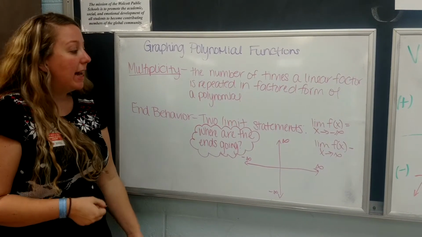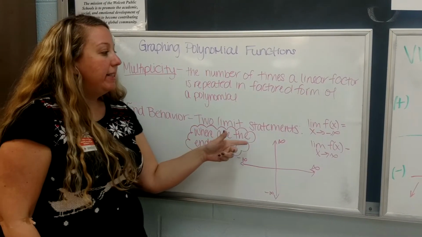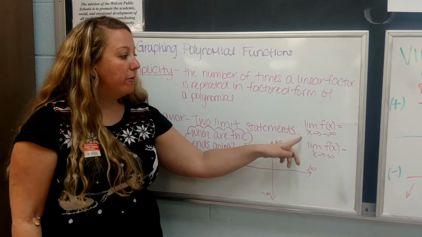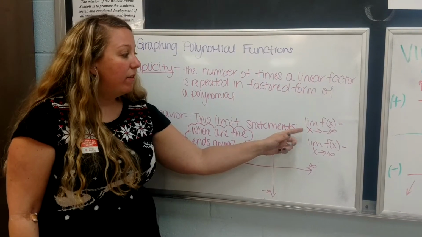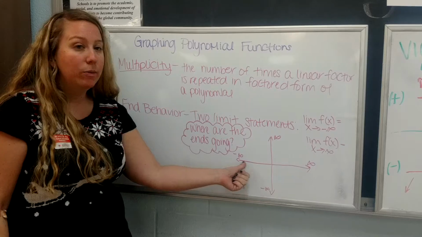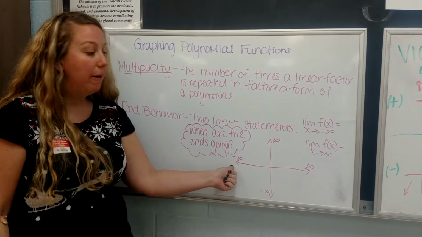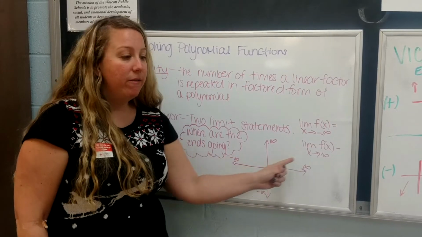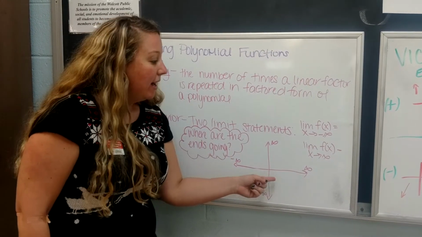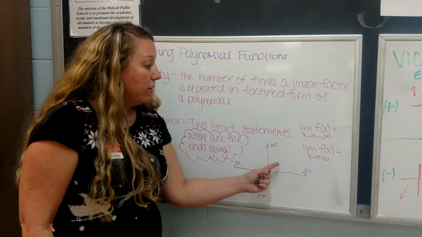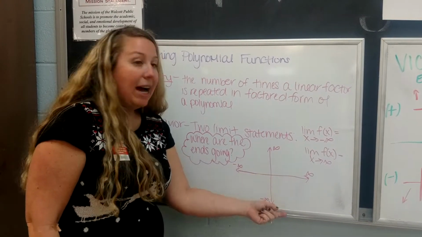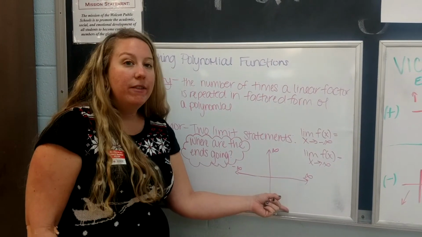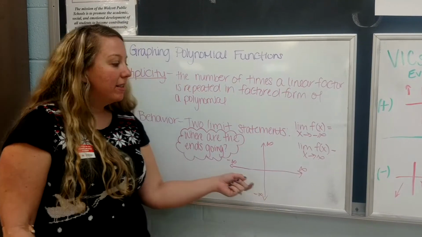The other definition is end behavior, and we have two limit statements. We have the limit of your polynomial as x approaches negative infinity. So what that means is as it goes this way on your coordinate plane, and the limit of your polynomial as x approaches positive infinity, which is as it goes this way on your coordinate plane. And it either goes up towards infinity or it goes down towards negative infinity, and we'll look at that when we talk about our VICs.